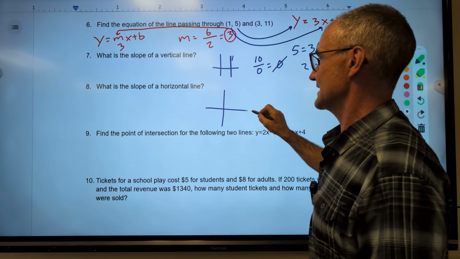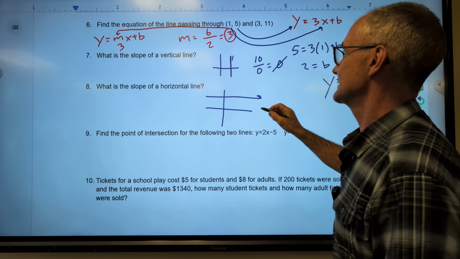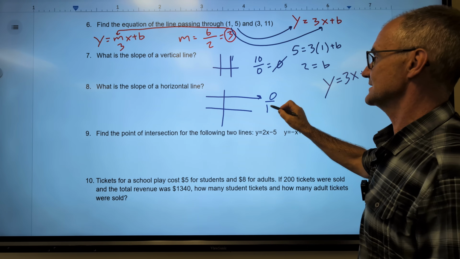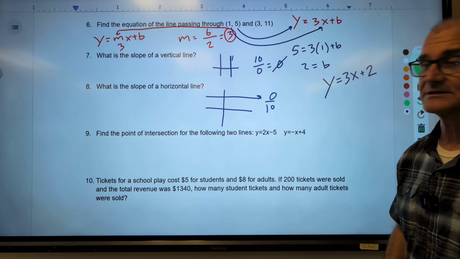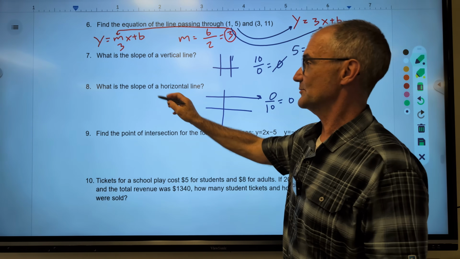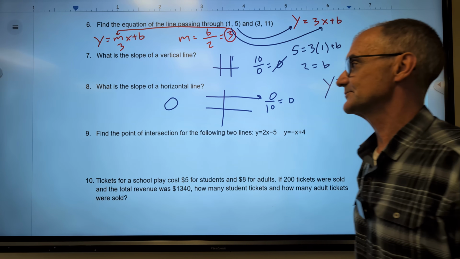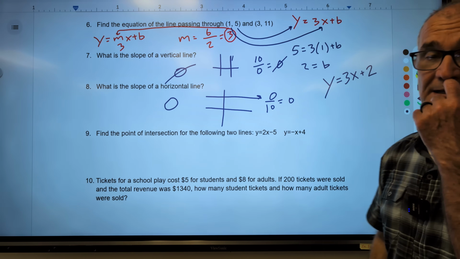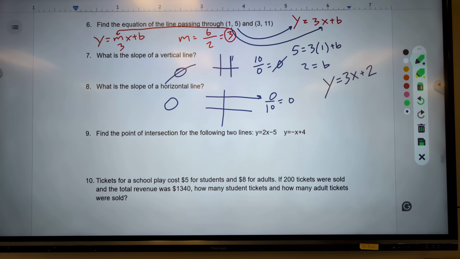A horizontal line is the opposite. I'm going to have a rise of 0 and a run of say 10 or 20 or a million. 0 divided by 10 is 0. So what is the slope of a horizontal line? It is 0. The slope of a vertical line is undefined, and you write that with a 0 with a slash through it.